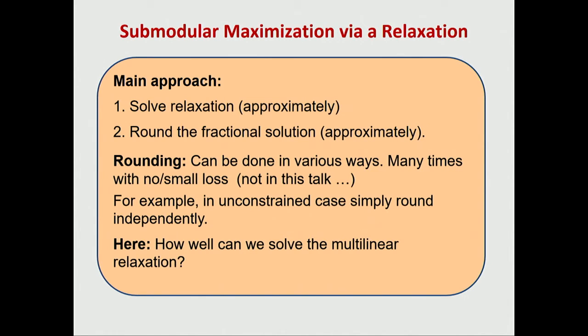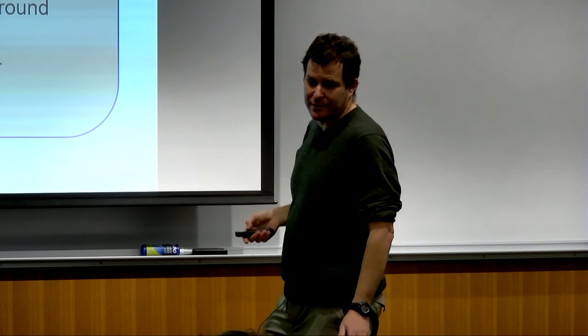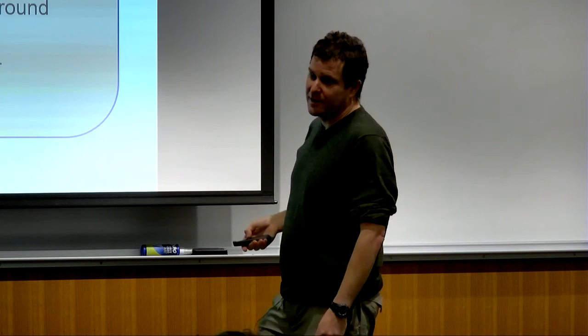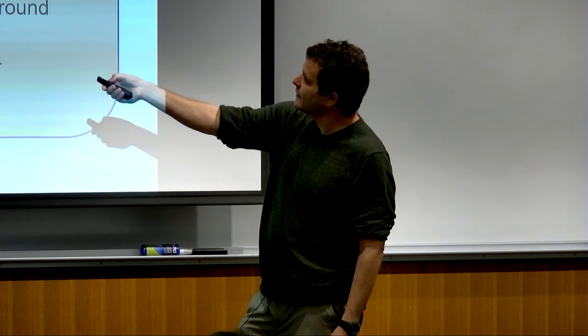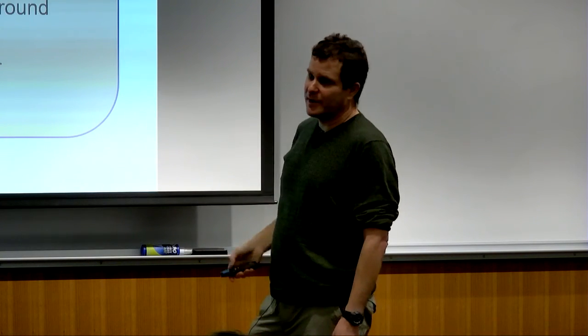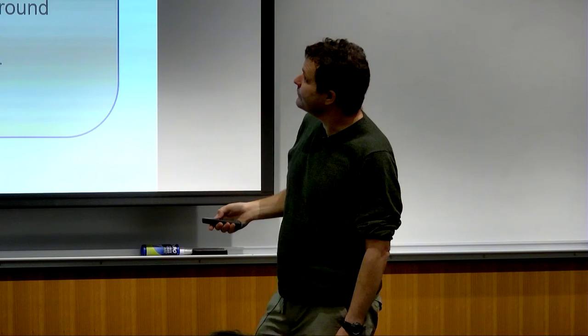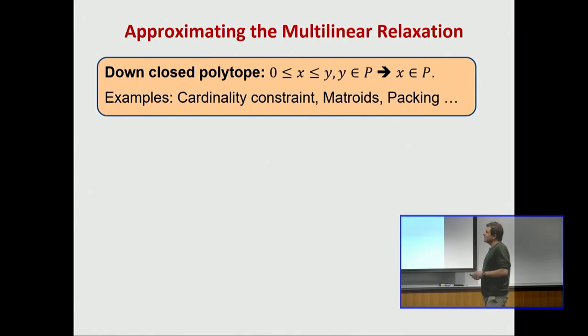And in the case of the matroid constraints, you don't need to lose anything in the rounding phase. So you lose only in solving the relaxation. So this is the main issue in this problem. So how do we solve the multilinear relaxation? This is the real issue.